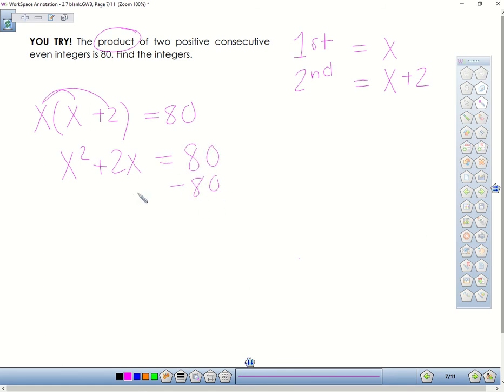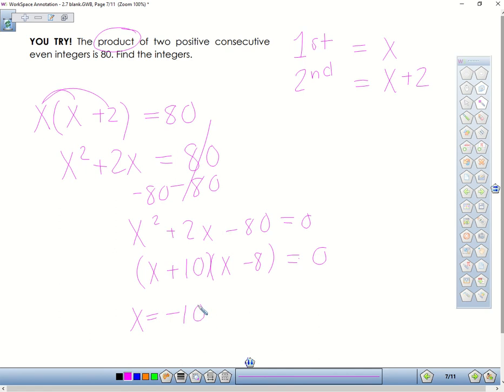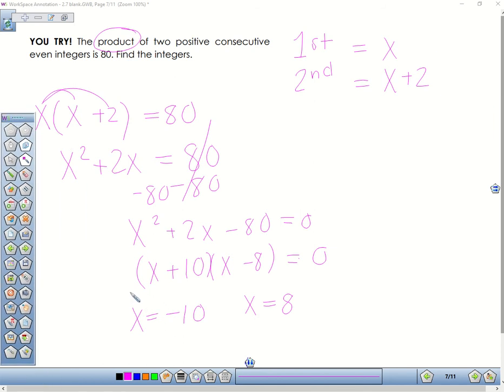And then I'm going to subtract 80 on both sides to get it into standard form. That gives me x squared plus 2x minus 80 is equal to 0. And then I'm looking for factors of negative 80 that add up to positive 2. And that would be positive 10 and negative 8. Which means my two solutions are x equals negative 10 and x equals positive 8. So I'm rejecting this one because we are looking for positive integers according to the problem. This is a negative integer. We don't want that. This gives me my two answers to be 8 and 10.